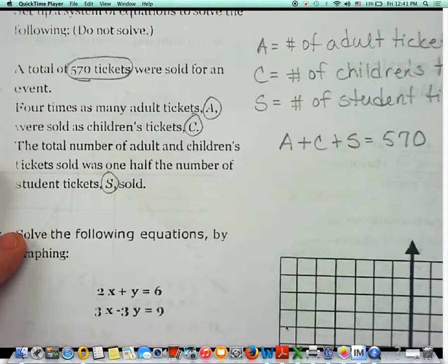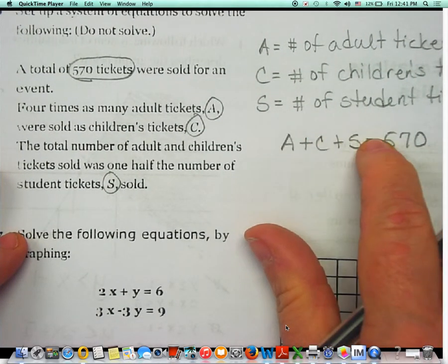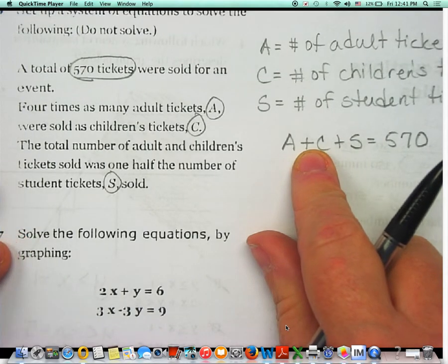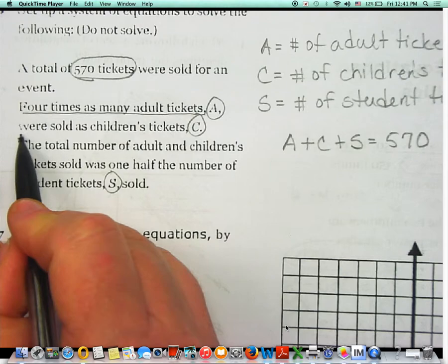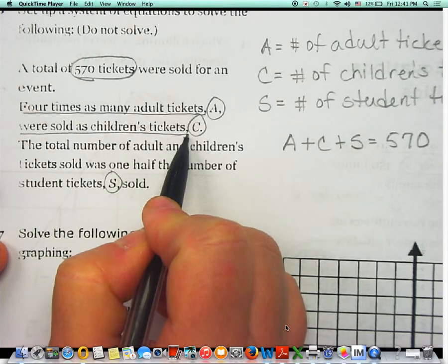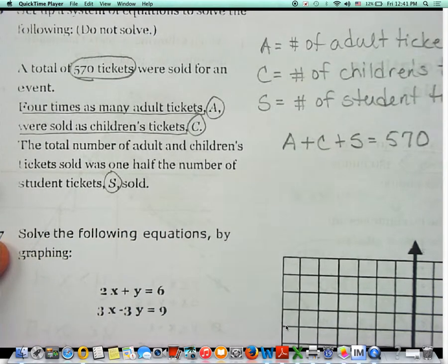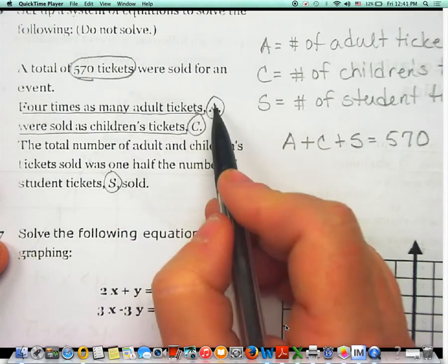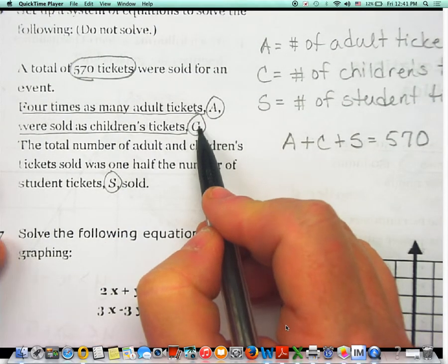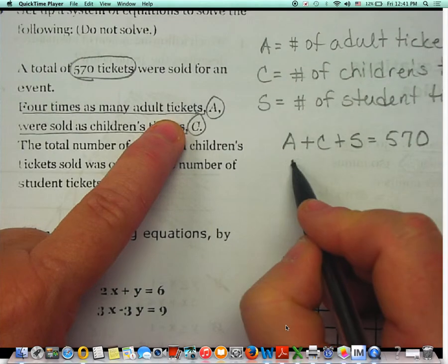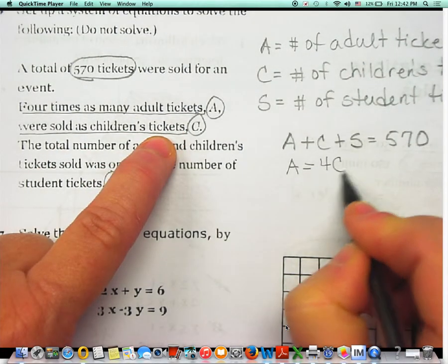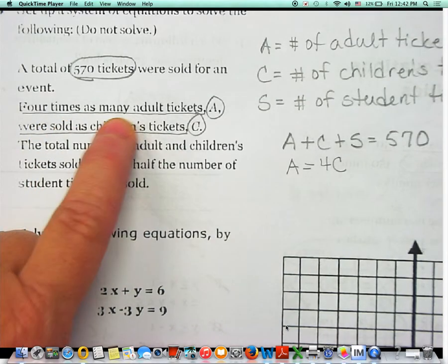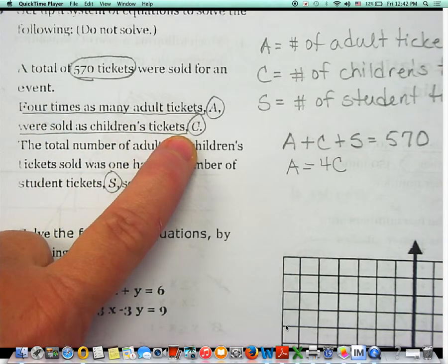And then we need 2 more equations because we've got 3 variables this time. So we need 3 equations total. So we've got 4 times as many adult tickets were sold as children's tickets. So you ask yourself, which was sold more, the adult tickets or children's tickets? And it says adult tickets were more, so adult tickets will equal 4 times the children's tickets.